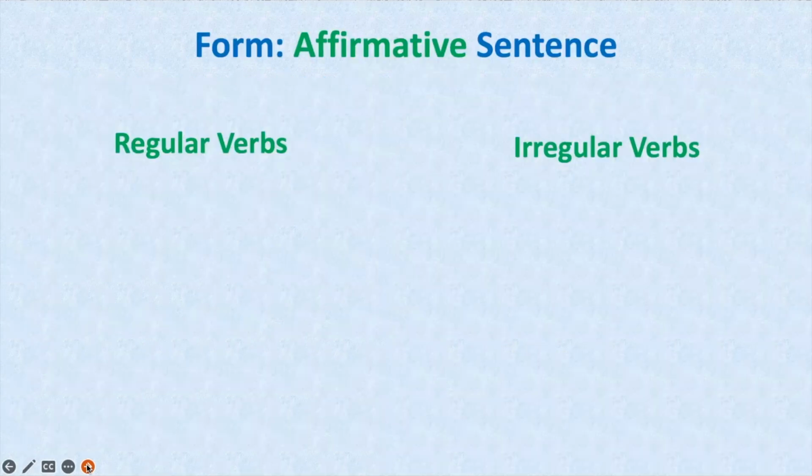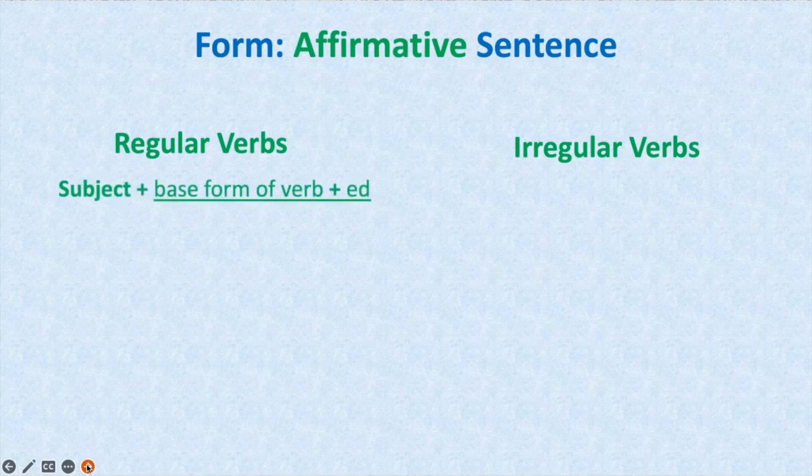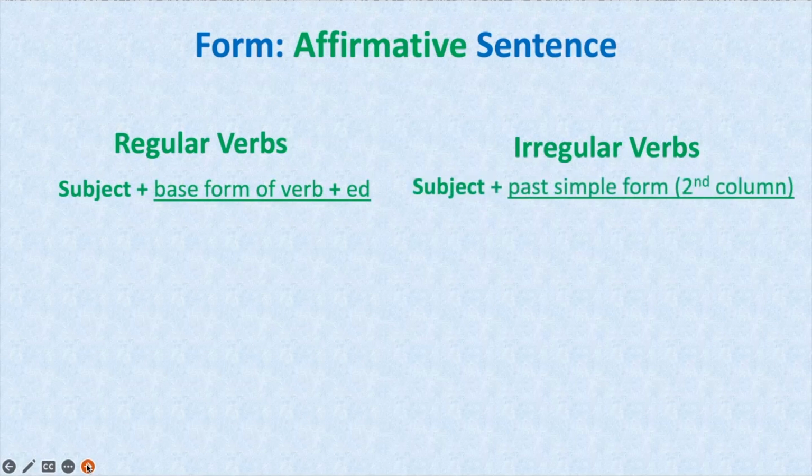You need to remember that some verbs in English are regular and some verbs in English are irregular. This is very important for an affirmative sentence in simple past. To make an affirmative sentence using a regular verb, you need to use a subject, take the base form of the verb, and add the ending -ed. To make a sentence using an irregular verb, you will need to use the simple past form of that verb, also known as the second form.